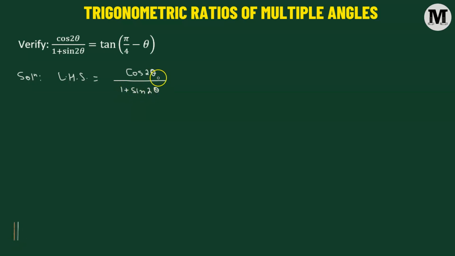Now we know there's a standard formula for cosine 2 theta as well as sine 2 theta. However, instead of straight away using this formula, what we will do, we will convert this cosine function to the sine function in the numerator and this sine function in the denominator to cosine function. So how shall we do that?